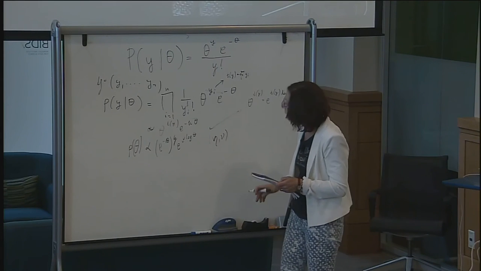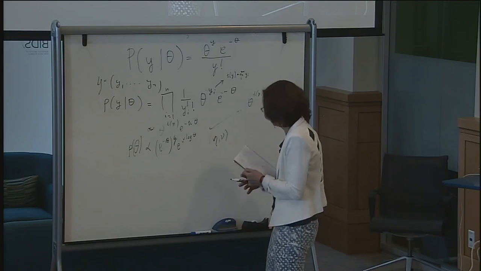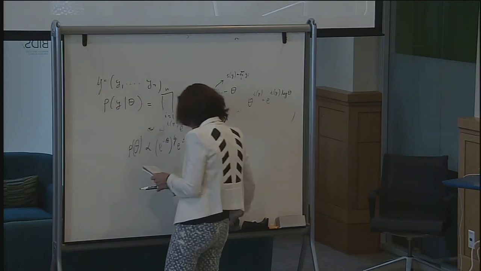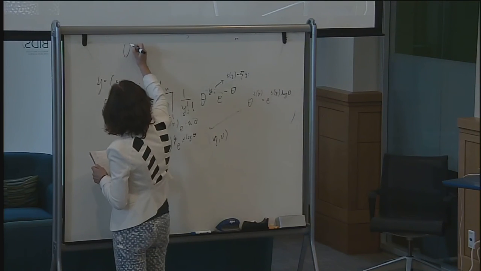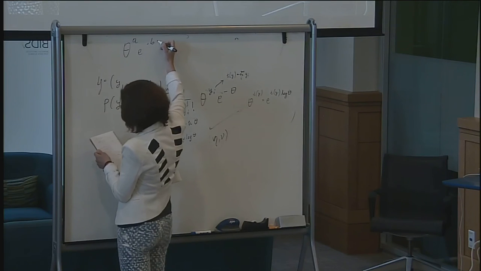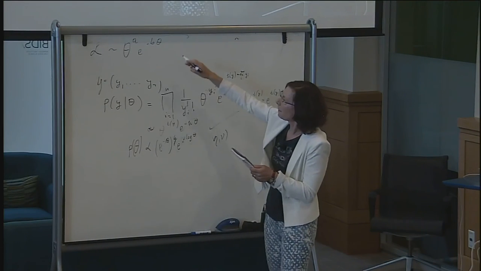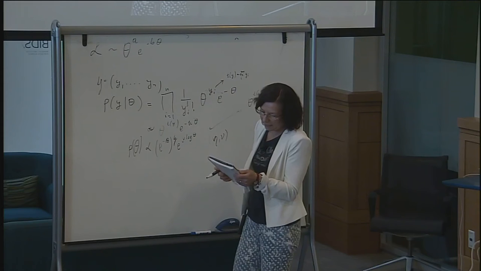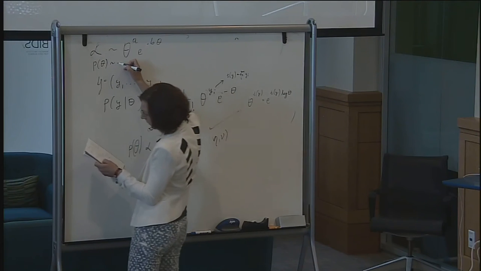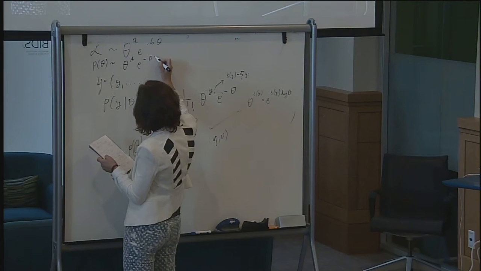So the likelihood has the form of theta to the A, e to the minus B theta. I go back and write it here so people can see. That's our likelihood. You can think about these two as parameters, and then the prior looks similar. The prior on theta will have a form like this, typically theta to the A, e to the minus B theta.